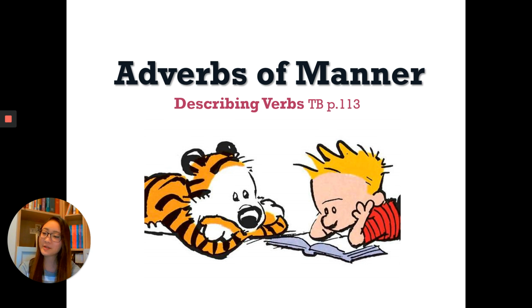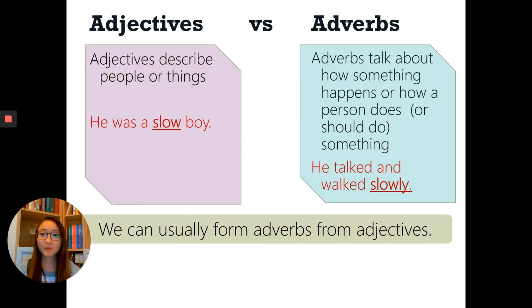This one will be on page 113 in your English textbook. We use adverbs of manner to describe verbs. We already know adjectives on your left. We use adjectives to describe people or things. For example, he was a slow boy. Slow is your adjective describing boy.